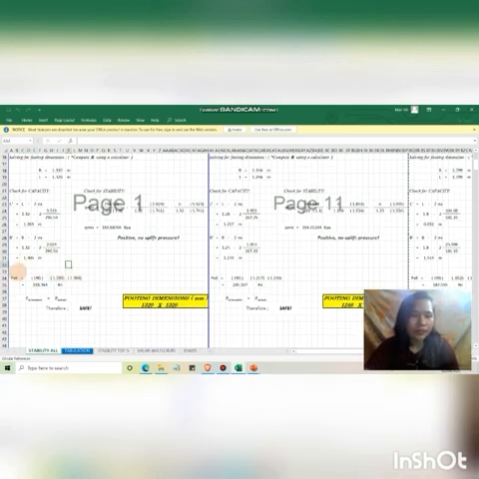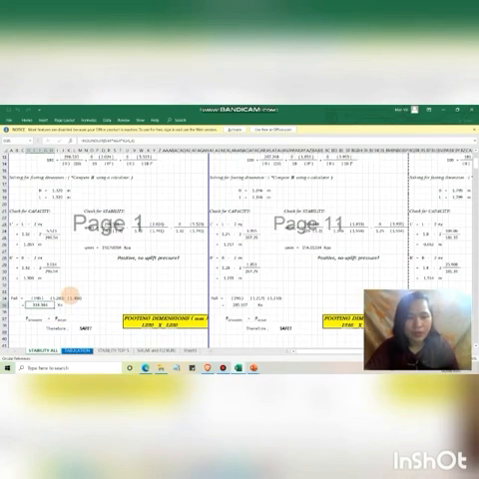Recall, our formula for checking the capacity is P allowable equal to Q allowable times the effective area, or length times B effective. So substituting the values, 190 times 1.283 times 1.306 will be equal to 318.364.